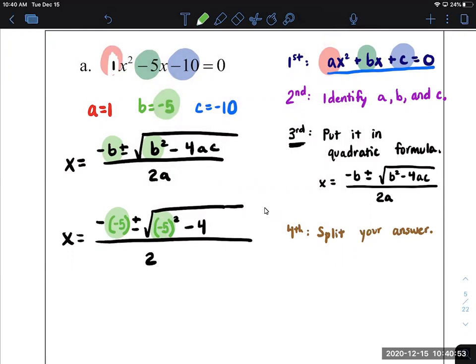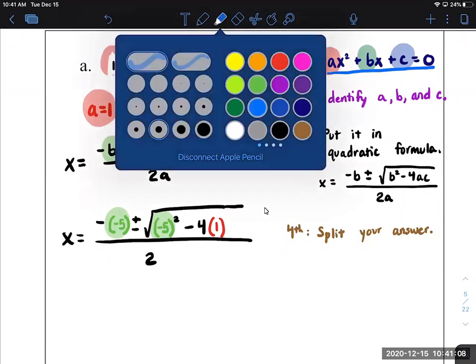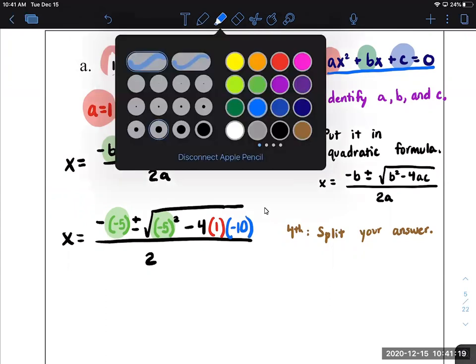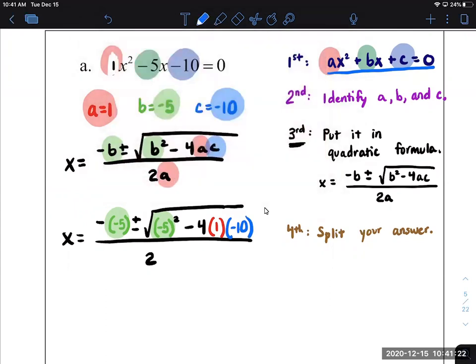Then it says minus 4 times a. A was positive 1. Once again, make sure you put that in parentheses. Then we have c. C is our next letter, so we're going to take that negative 10 and put it right in there for c. And then at the bottom, you have another a. So take your a, which was 1, and put that at the bottom. So I've plugged in my numbers. Things are color-coded, so hopefully you can see that.